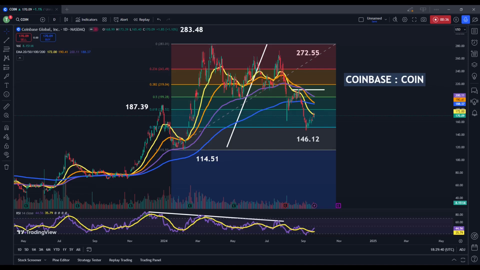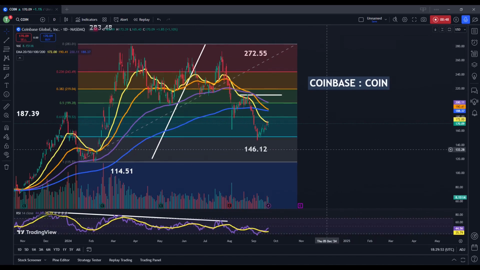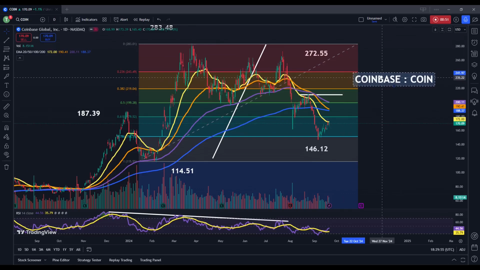So what we have here is a bit of a broader view for this stock. We're looking at the daily time frame. Each candle on this time frame will represent a one-day trading period, a full trading day. As we can see here, there are some interesting developments that have started to occur recently.